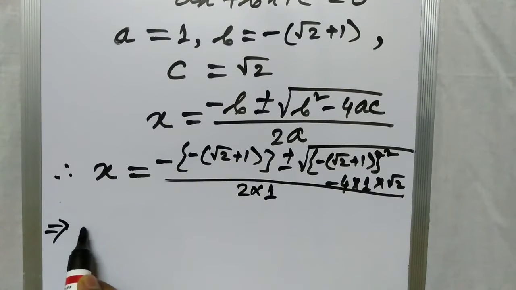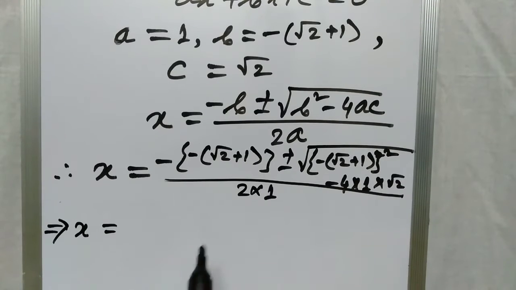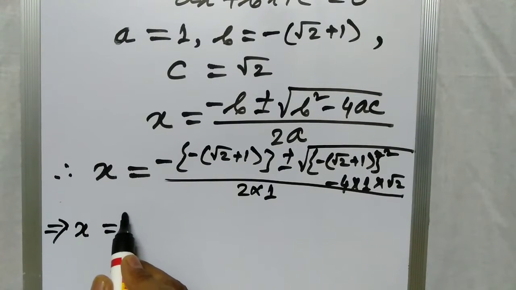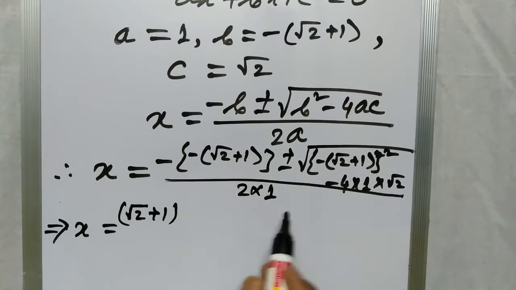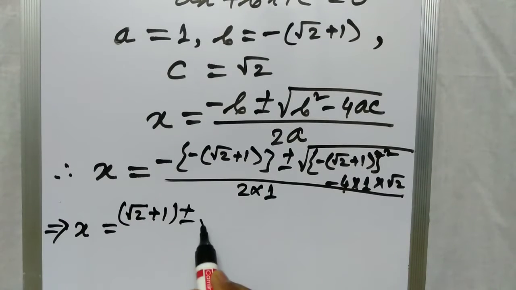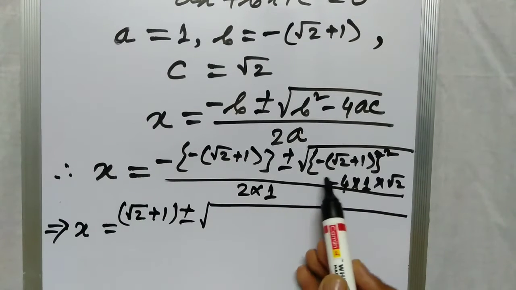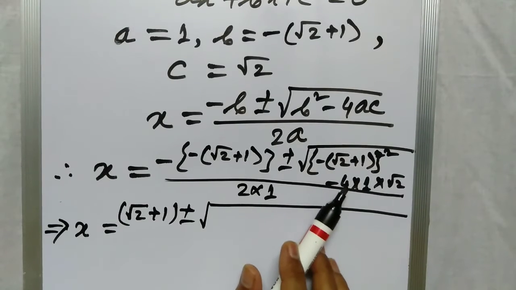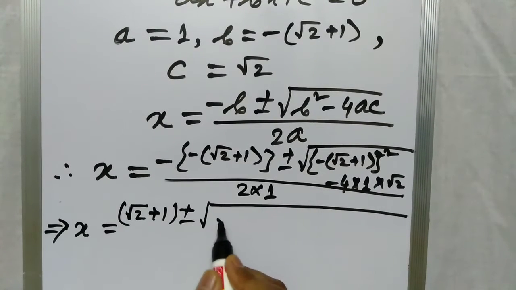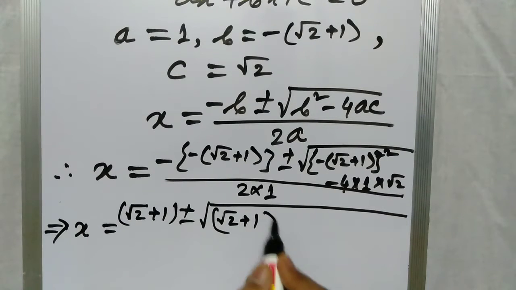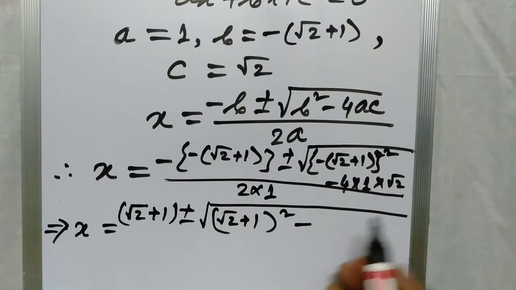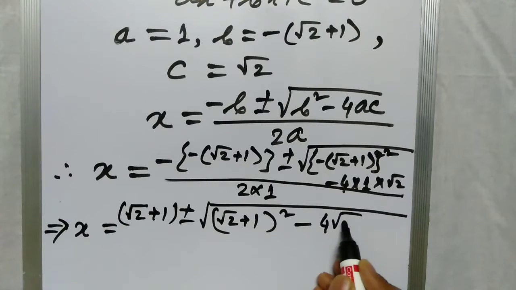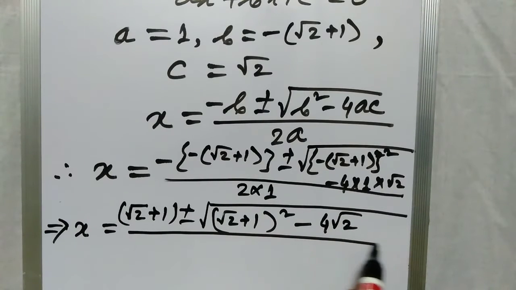It implies that x is equal to minus into minus, plus (root 2 plus 1), with root 2 plus 1 also in bracket, plus minus square root of minus of (root 2 plus 1) whole square, which is (root 2 plus 1) whole square, minus 4 ones are 4 into root 2, 4 root 2, by 2 into 1, which is 2.